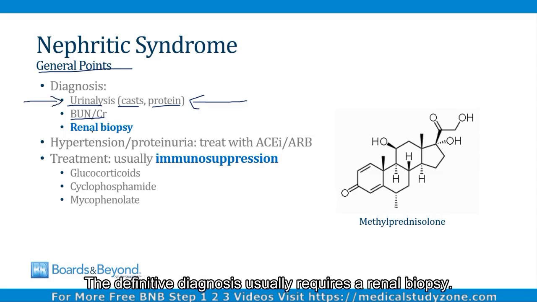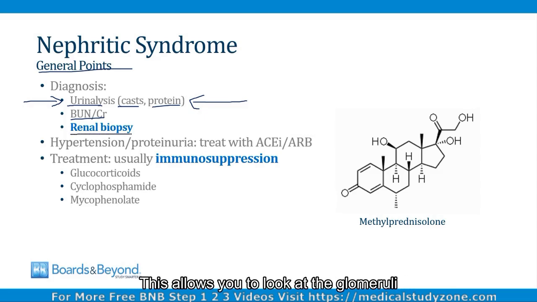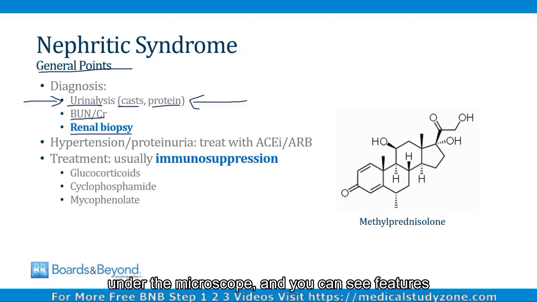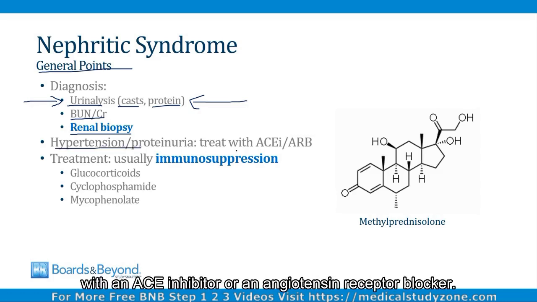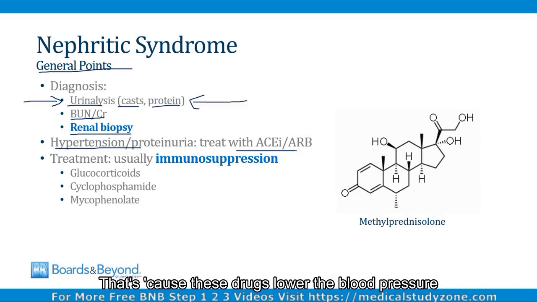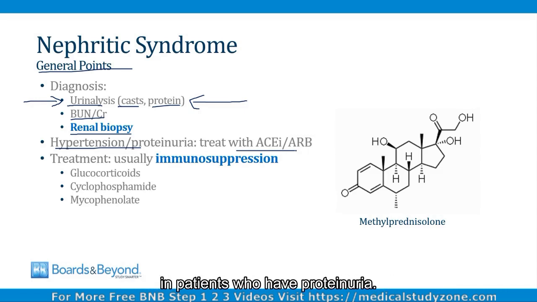The definitive diagnosis usually requires a renal biopsy. This allows you to look at the glomeruli under the microscope, and you can see features of one of those specific disorders that I mentioned on the last slide, one of the disorders we'll go through in the remainder of this video. For the hypertension and proteinuria of the nephritic syndrome, most patients are treated with an ACE inhibitor or an angiotensin receptor blocker. That's because these drugs lower the blood pressure, and they also are protective against kidney damage in patients who have proteinuria.